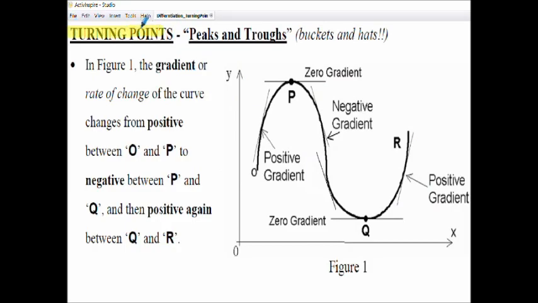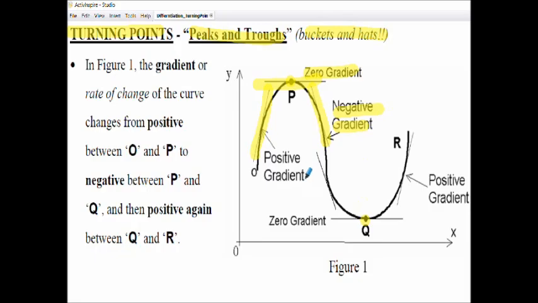Okay, turning points, sometimes referred to as peaks and troughs, or buckets and hats. In figure 1 here, we have two turning points, one at P and one at Q. If you look at the gradient prior to point P, you can see that it's a positive sense. So the gradient as we increase towards P is reducing its positive sense until we get to P, when we have a zero gradient at the top of the curve. As we move away from P towards Q, the gradients now become increasingly negative. And this is what defines what's called a maximum.